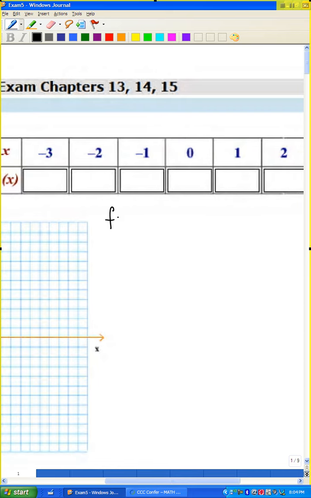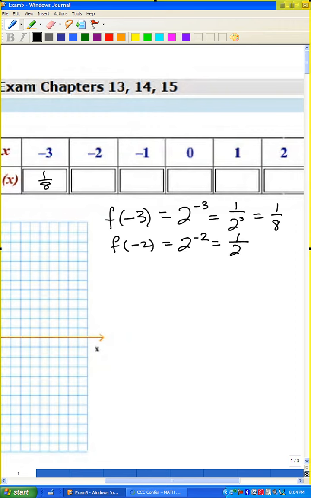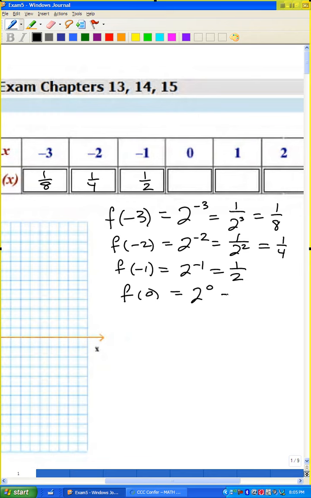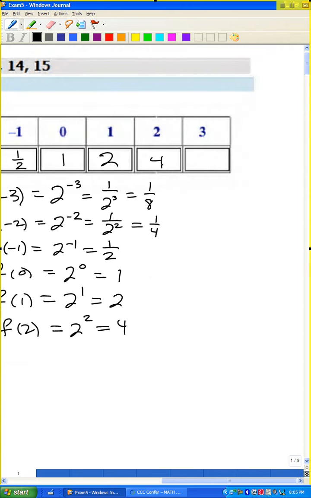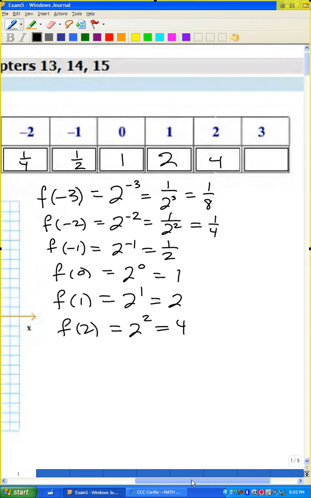So f at -3 is 2 to the -3, which is 1 over 2 cubed, which is 1 over 8. f at -2, 2 to the -2, 1 over 2 squared, 1 over 4. 2 to the -1, 1 over 2. 2 to the 0, 1. 2 to the 1, 2. 2 squared, 4. So let's do 3, I guess, 2 cubed, 8.